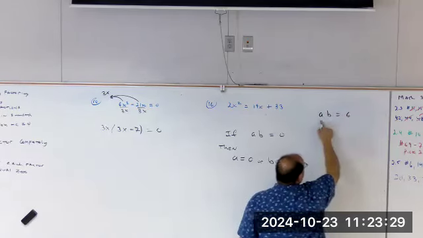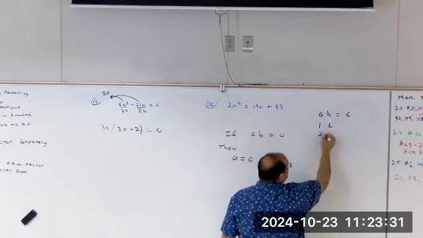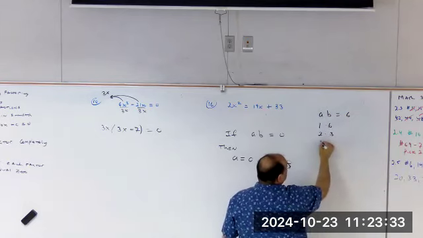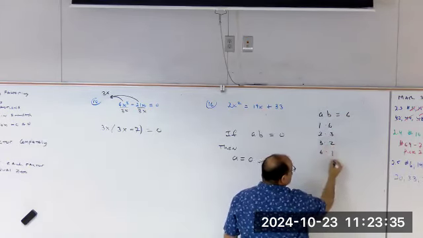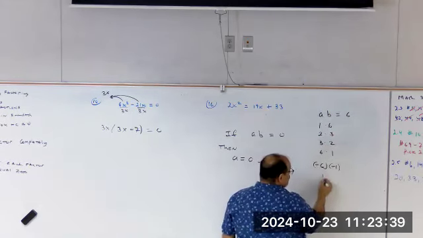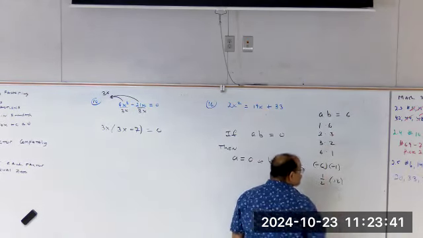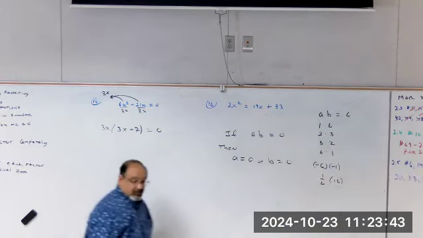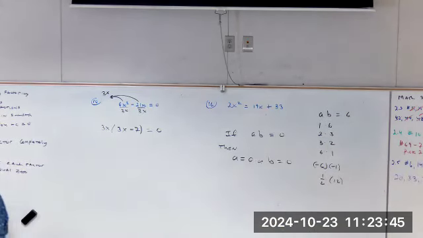If you have 6, then it could be 1 times 6, 2 times 3. It could be 3 times 2. It could be 6 times 1. It could be negative 6 times negative 1. It could be 1/2 times 12. There's an infinite number of ways to make 6. But if it's 0, it's either 0 times something or something times 0. One of them has to be 0.